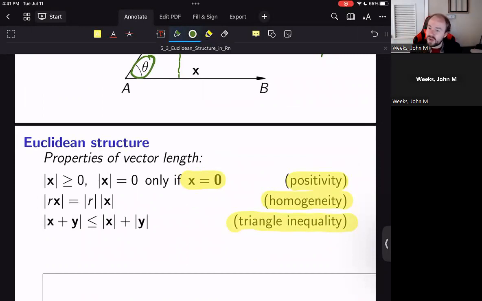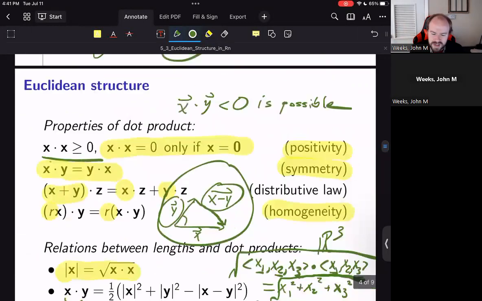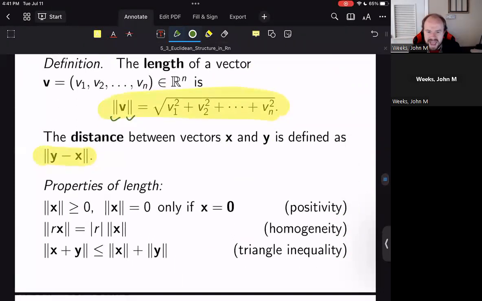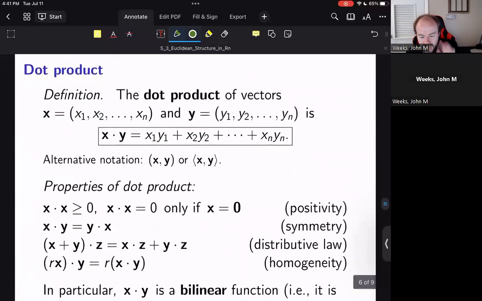Abstract vector spaces can also have Euclidean structure, and we'll talk about that later on. But whenever we want to emphasize we're talking about things in the real numbers, we're going to be using these double bars instead. Notice that the double bars indeed have all of the length properties that we had talked about previously. The dot product is also given by this formula.